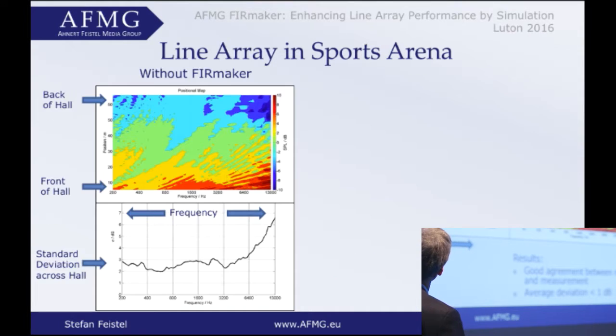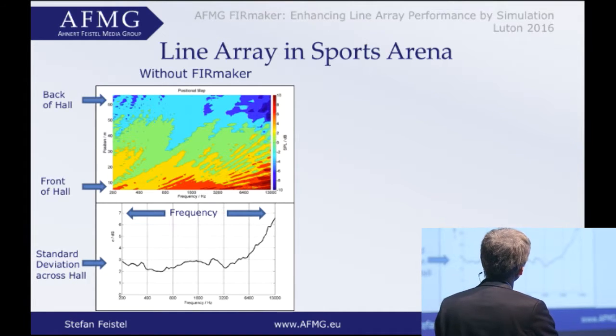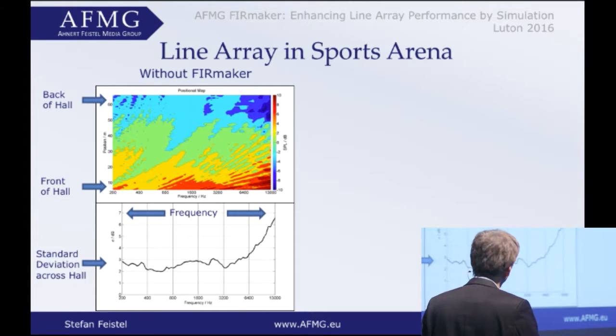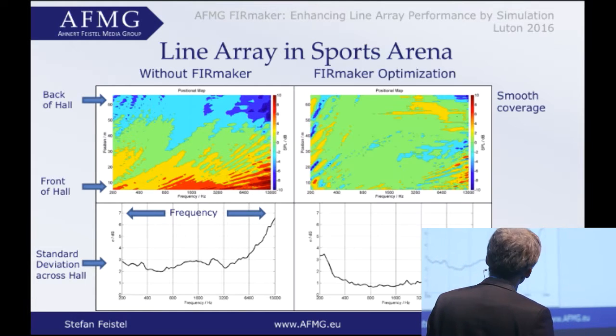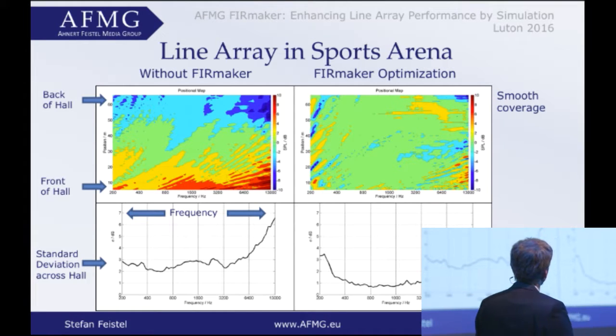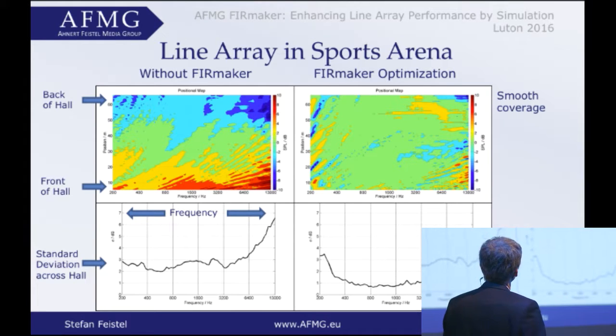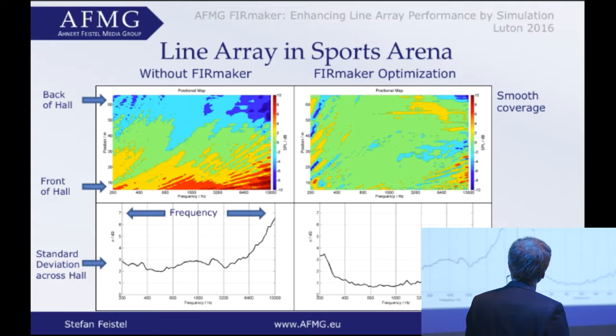So let me show the FIRmaker results for this case as well. Now that's the conventional case again. You see here the standard deviation. Even though it's a nice system, no surprises, quite well controlled. Of course, we have a decay over distance and some things are going on between the lows and the highs. There's a standard deviation, whereas if we optimize for uniform coverage, we get a very nice green plot again from 200 to 13K in this case.